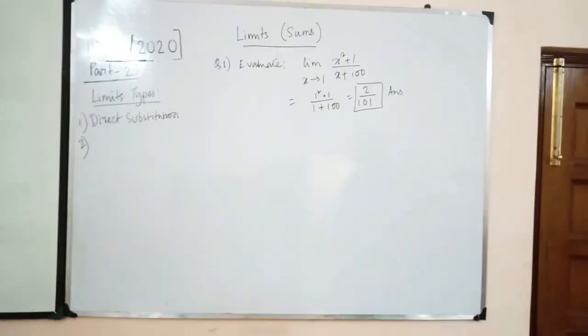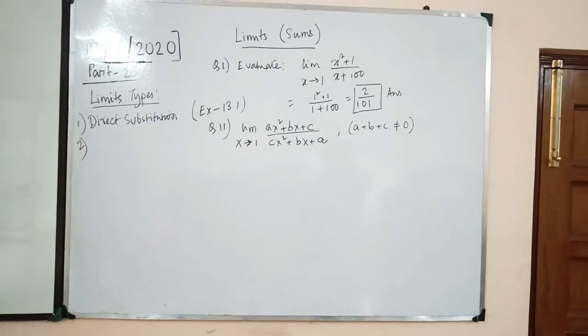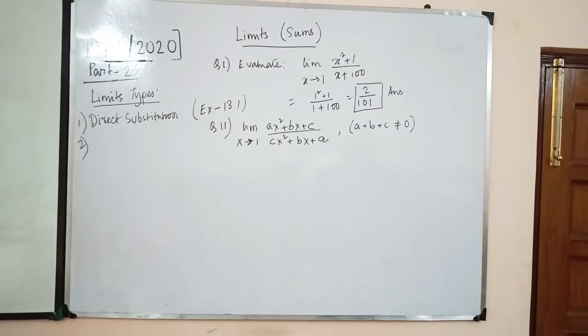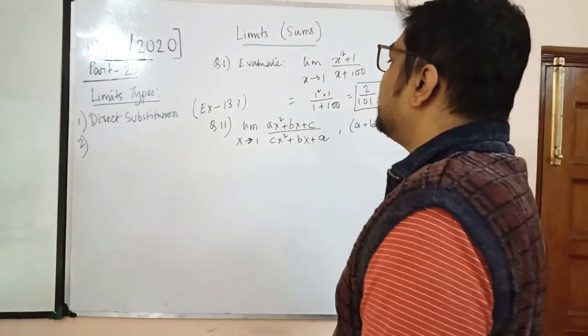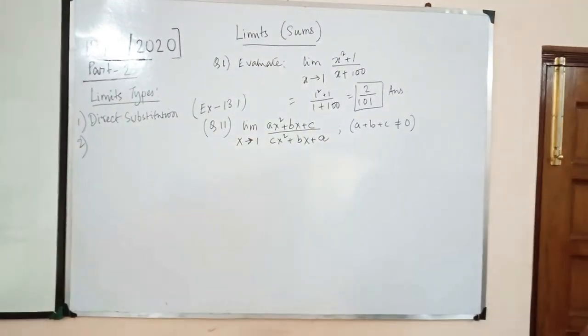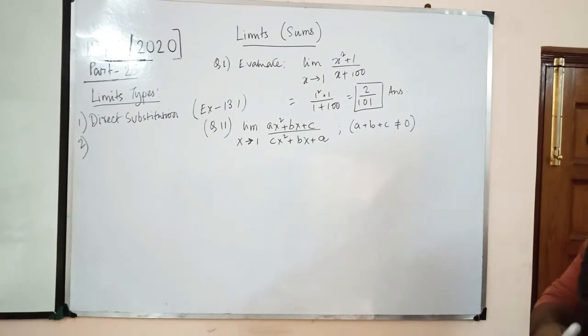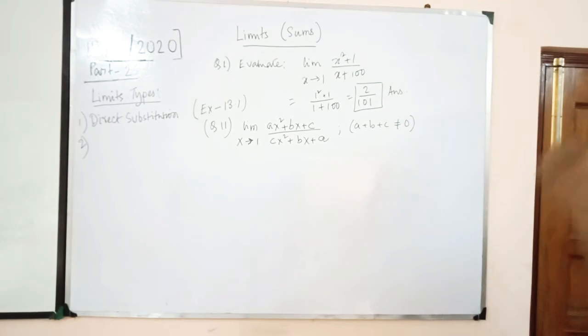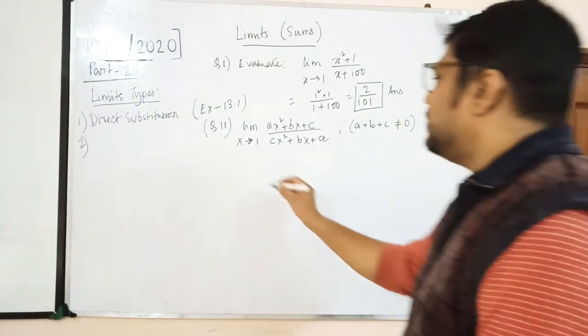So this is one of the direct substitution type sums. I'll write another sum in the meantime. So I get another sum from NCERT exercise number 13.1, question number 11. Here also x tends to 1, this is a function, there is no harm, we can put 1 into it directly. So this is also a direct substitution sum.